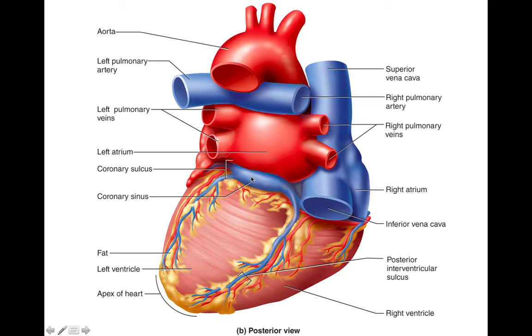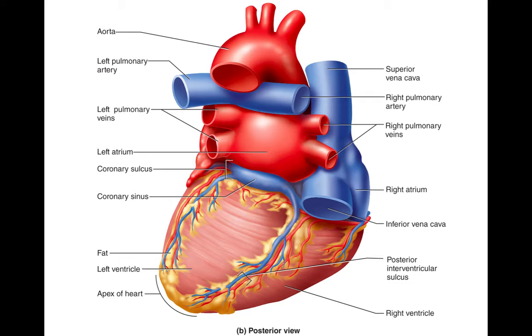A lot of students mix up the great cardiac vein and the coronary sinus. This enlarged area is the coronary sinus, and it sits in a groove called the coronary sulcus. So the sulcus is the groove, and the sinus is the blood vessel. And then the great cardiac vein will lead into the coronary sinus.